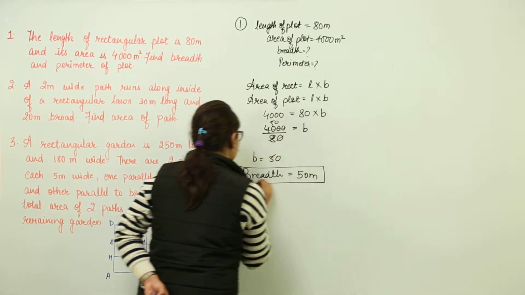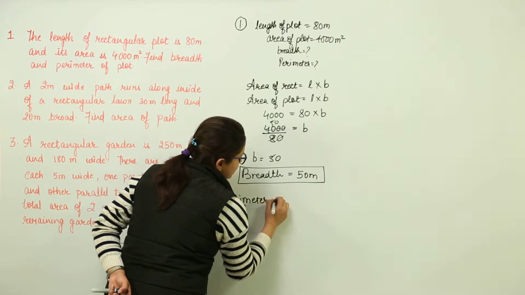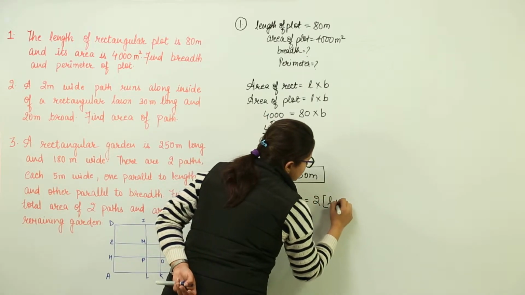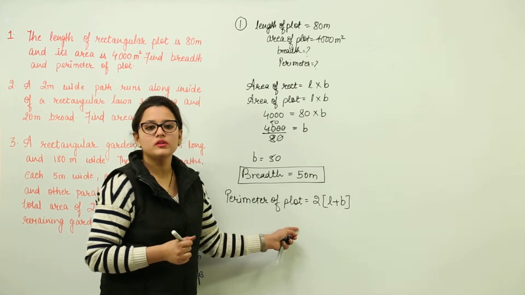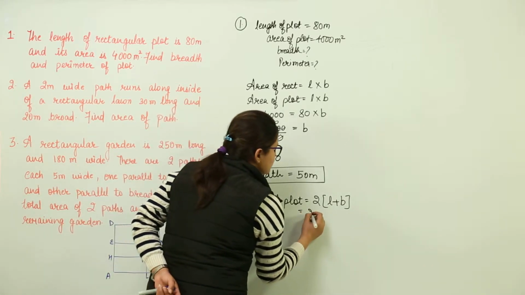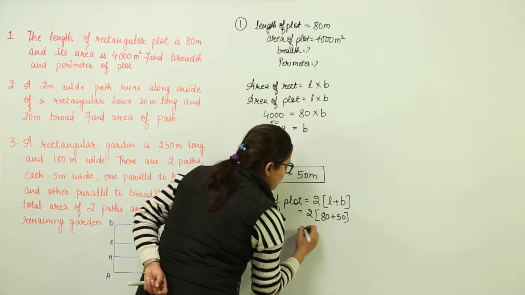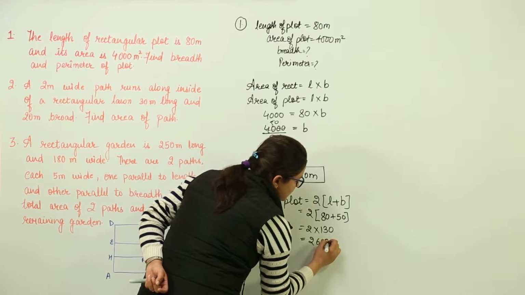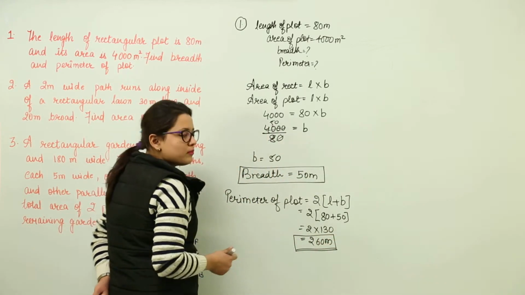Now as we have got the breadth, it becomes easy for us to calculate the perimeter also, as we know that perimeter of plot is going to be 2 into (L plus B) only. How do we come to know? Because the plot was rectangular in shape, and we know that perimeter of rectangle is equal to 2 into (L plus B). So we'll place the values of length and breadth, that is 80 and 50. We get 2 into 130, that gives us 260 meters. Now 260 meters is the perimeter of this rectangular plot.